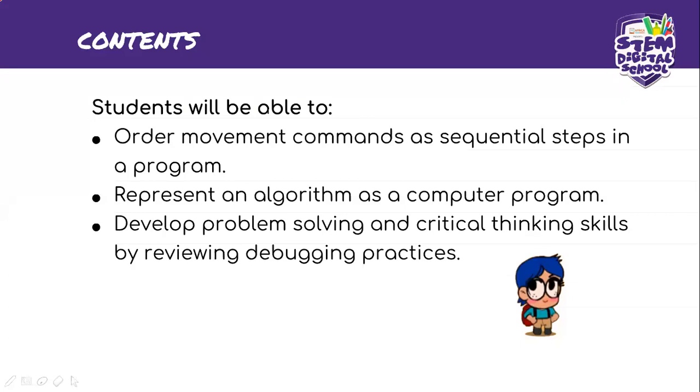Then to represent an algorithm as a computer program. Remember, an algorithm is just the steps that we use in our code, so that once we start running it, it will run right till the end. And then develop problem solving and critical thinking skills by reviewing debugging practices. We spoke about bugs and debugging, and we know that those are just errors in our program or in our algorithm, and then the things we have to do to sort them out.